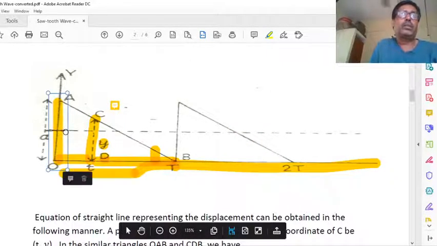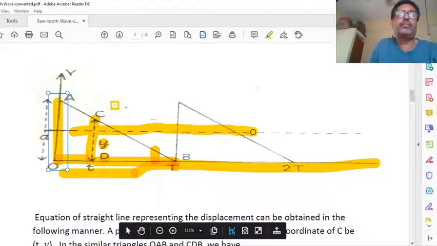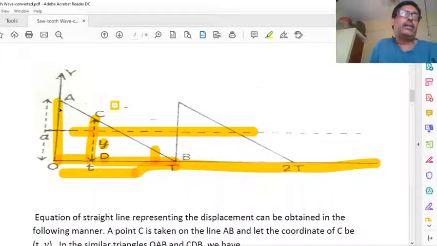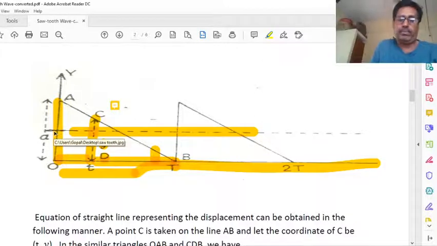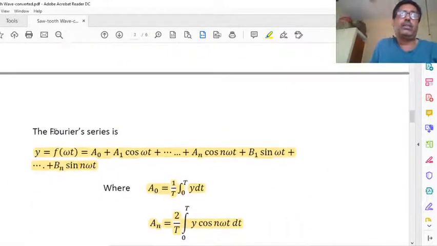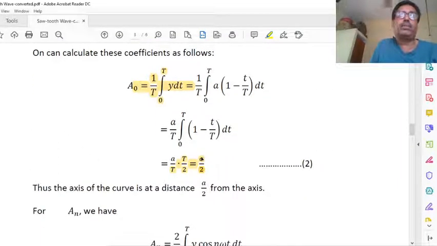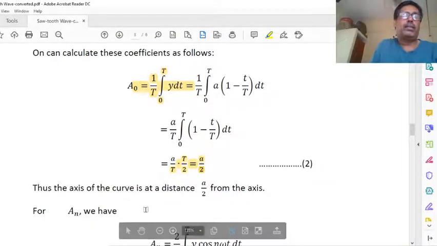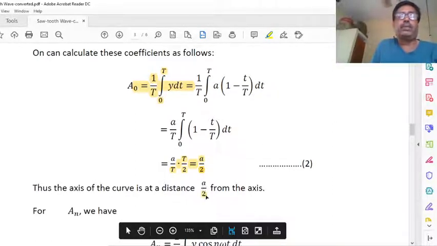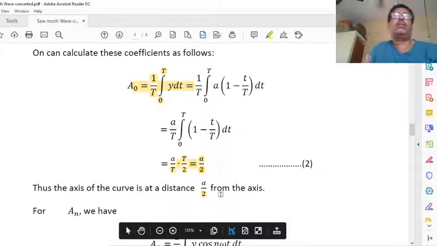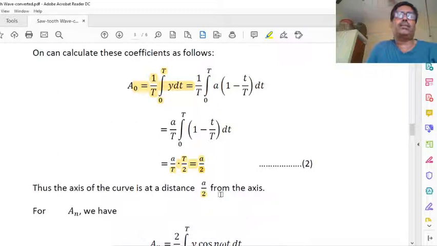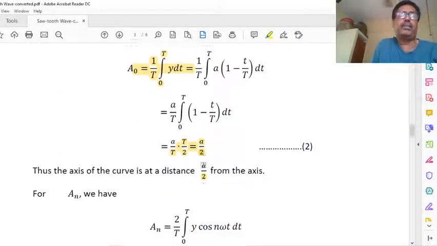So this line is drawn here. You can see this is half of a, means a by 2, and this a by 2 was declared here, that y is equal to a by 2, and thus the axis of the curve is at a distance a by 2 from the axis. Initially we did not know, that is why we take the ordinate along x-axis, but now it is clear that axis should be at half of a, means a by 2.